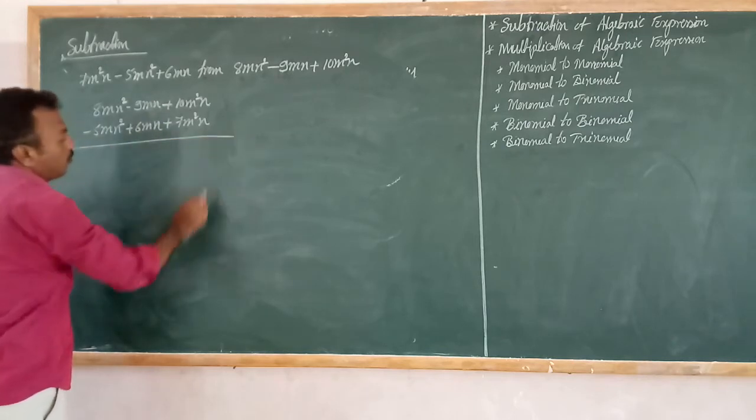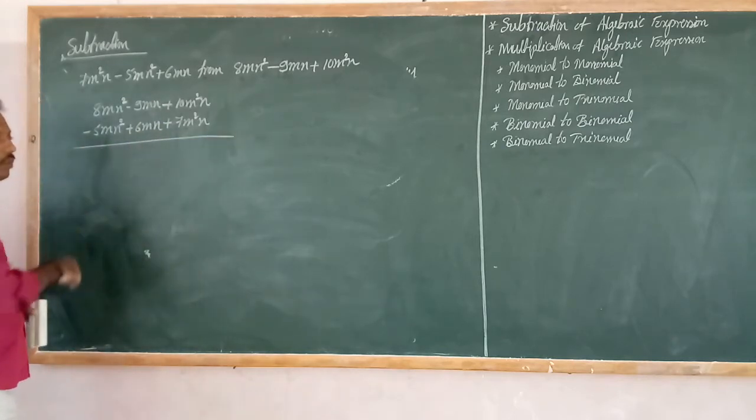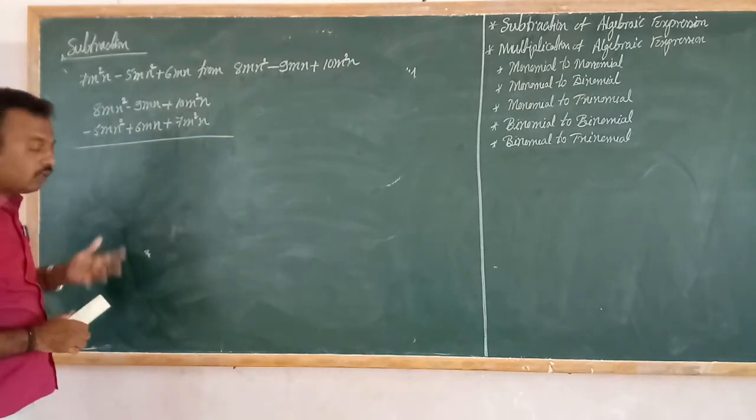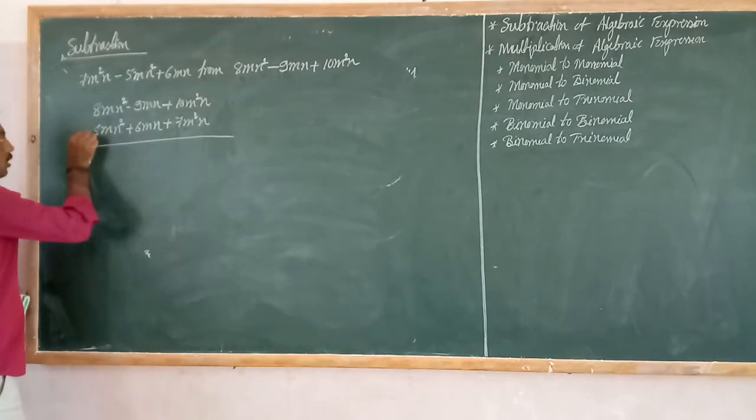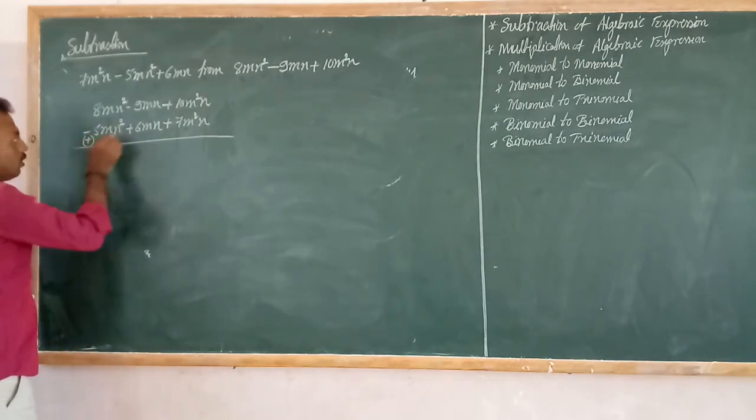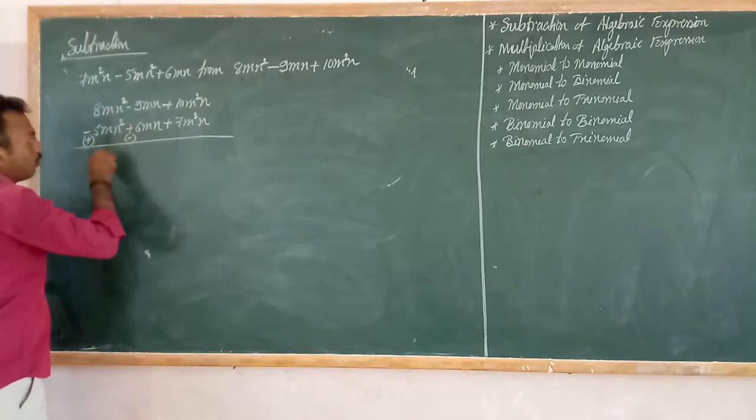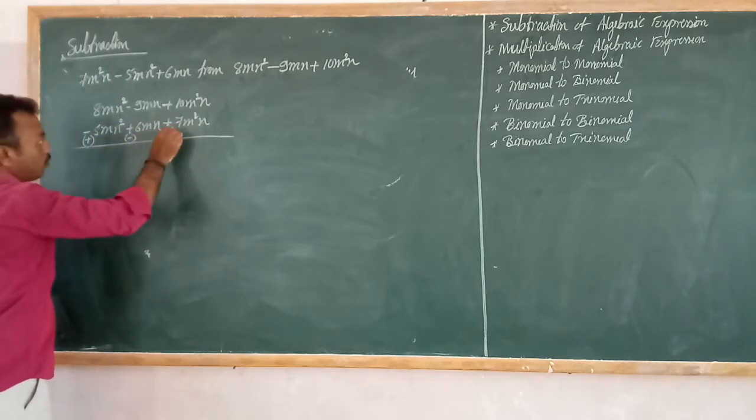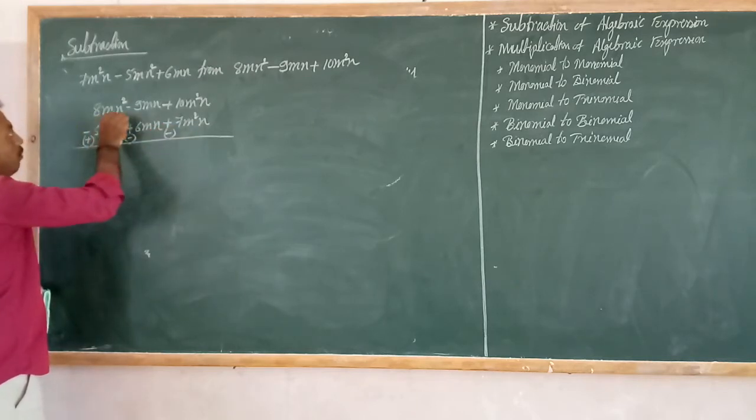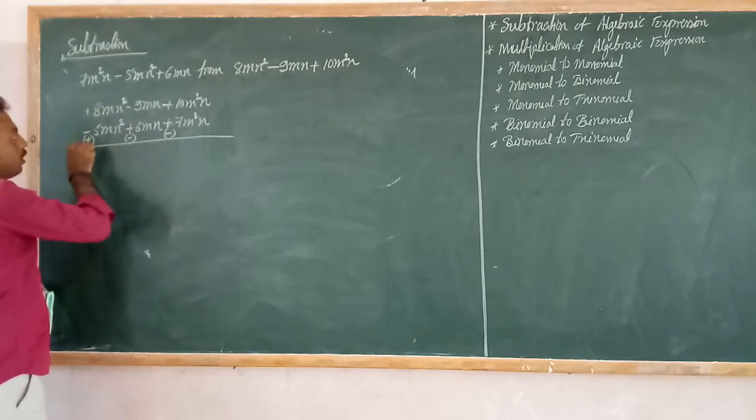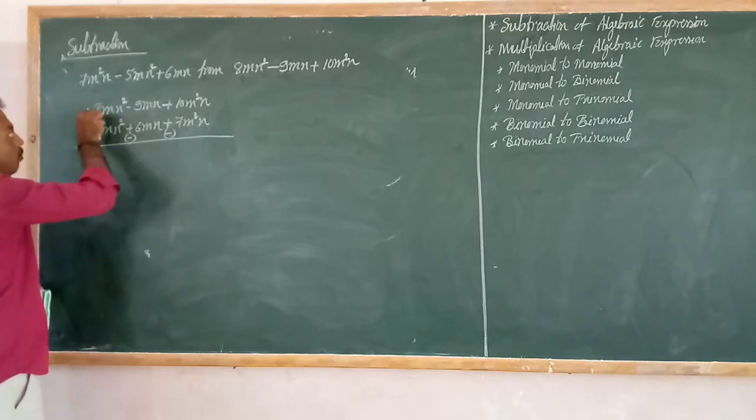Now we have to do the subtraction. When you are doing subtraction in the column method, we have to change our signs. See, here minus is there, we have to make plus. Here plus is there, we have to change it to minus. Here also plus is there, we have to make it minus. Now 8mn square, nothing is there, so plus. Here plus 5mn square. So plus 8mn square, plus 5mn square. The signs are both the same, we have to do addition.